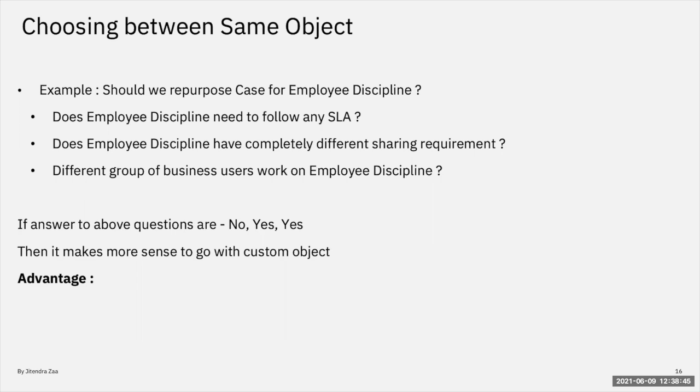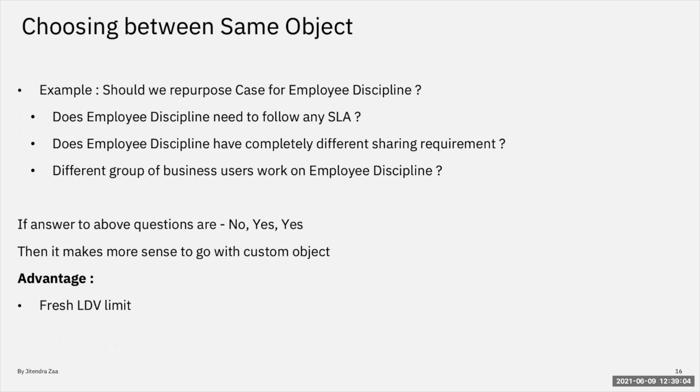And of course, the advantage. What advantage will you get with a new custom object? You will have fresh governor limits. You will have full control of the complete end-to-end process and full control of the sharing. So again, I'm going on the standard object definitions now. Does anyone have any question on my point of view on those last 2 slides?